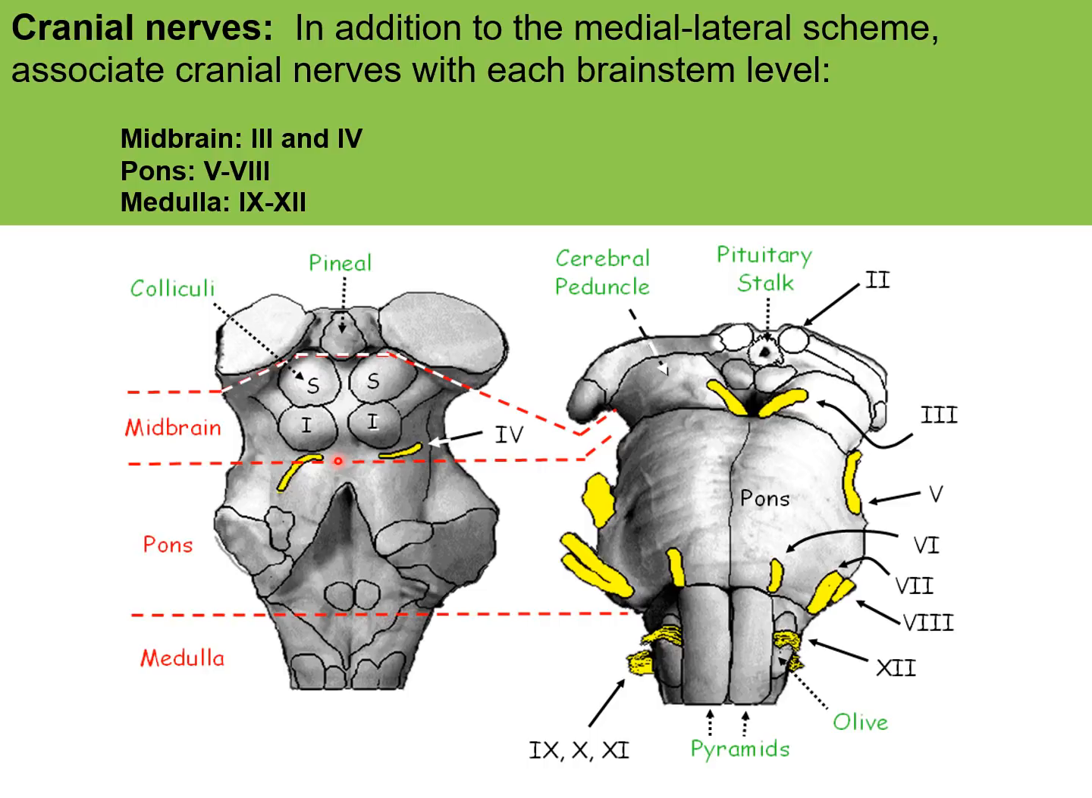Only one cranial nerve, 4, comes out of the dorsal surface of the brainstem, as we see here, but then it wraps around the brain.